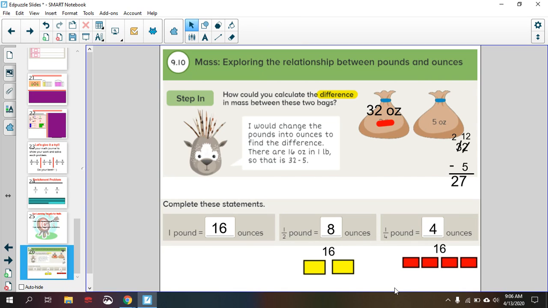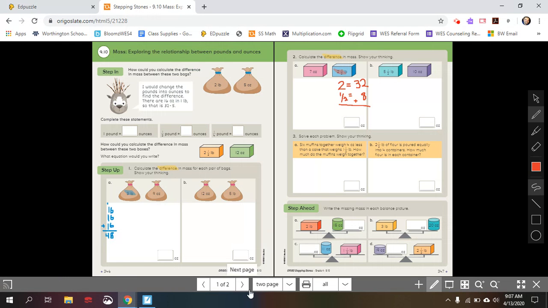1/4 of a pound is going to be 4 ounces. Nice job. Let's make sure we've got all 3 of those filled in because we will use them throughout the next few pages. All right, and then only a couple more things to do here.